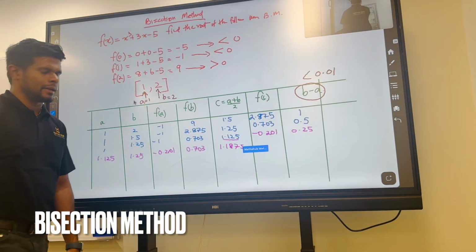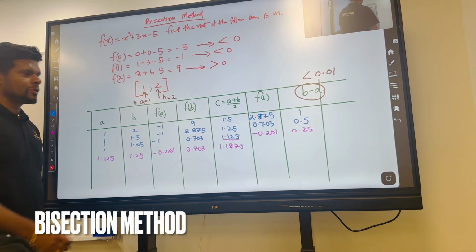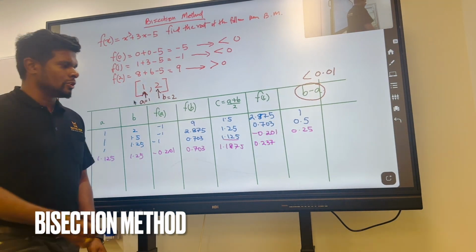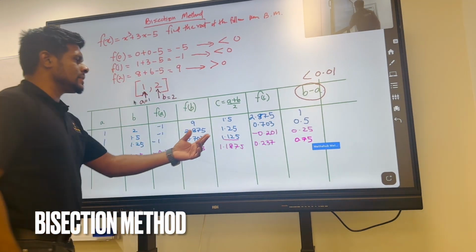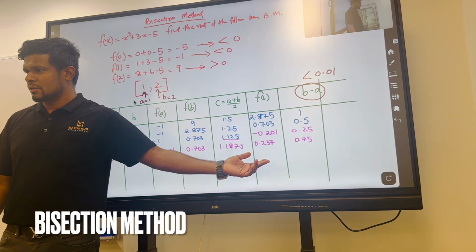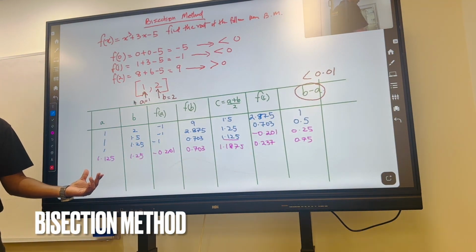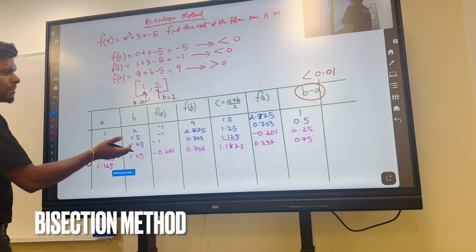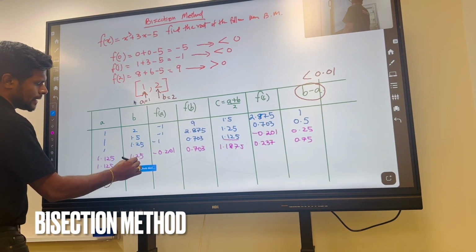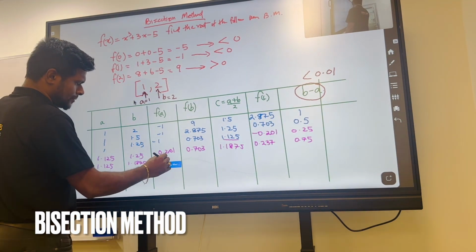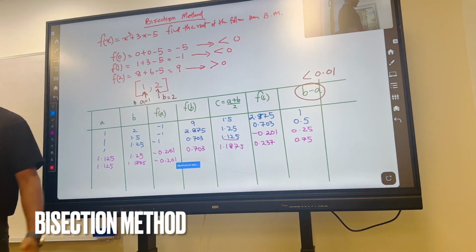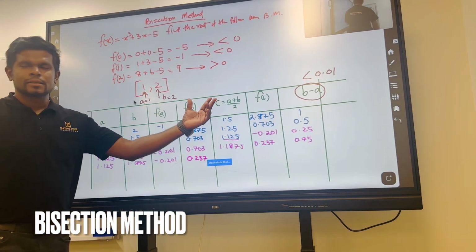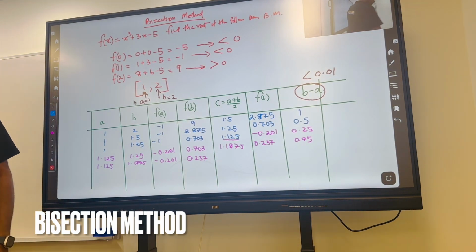Now FC, we substitute into here. What do we get? It's a 0.237. B minus A. When you take away this one, you will get 0.75. Now my FC value is a positive. What's going to happen, Anish? You move the opposite, B. A stays there, B will change to C. Understand? A will stay as 1.125, but B will change to the C, 1.1875. Understand after change? But FB will change. What is FB? 0.237. What is C value? A plus B divided by 2. 1.5625.